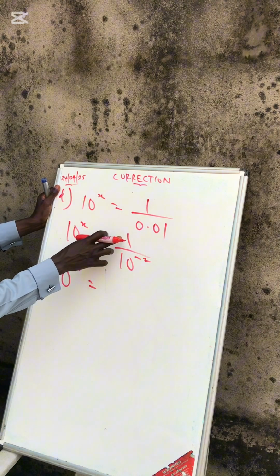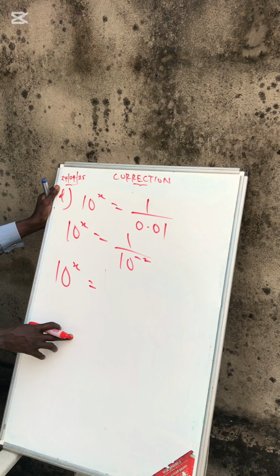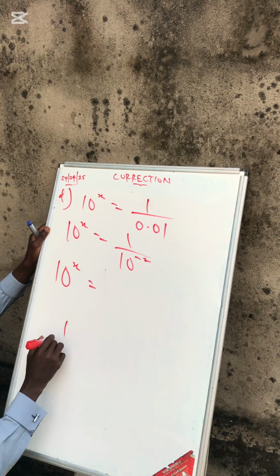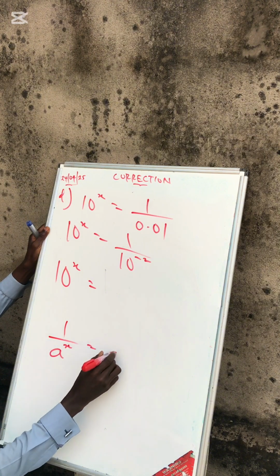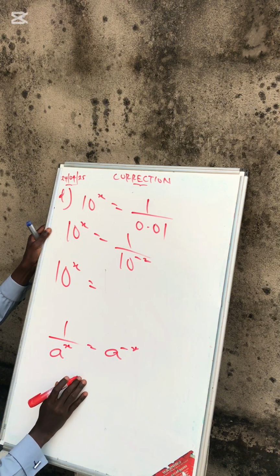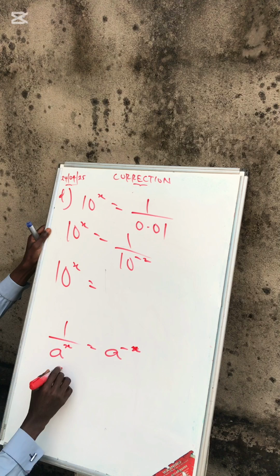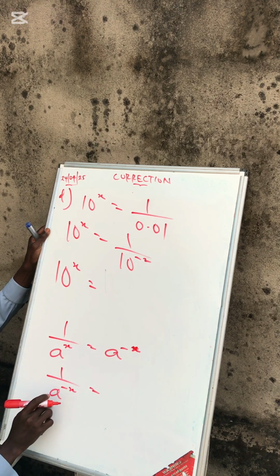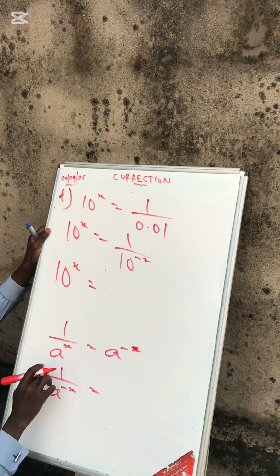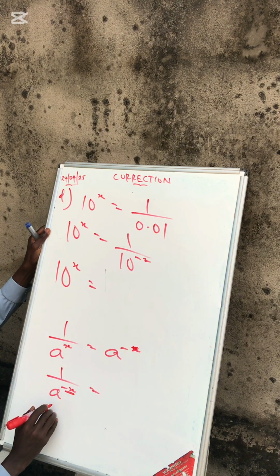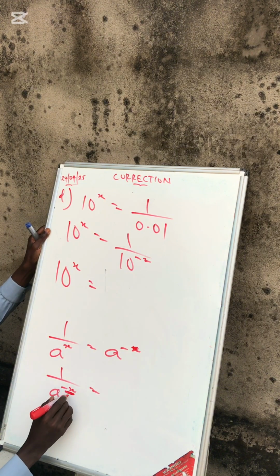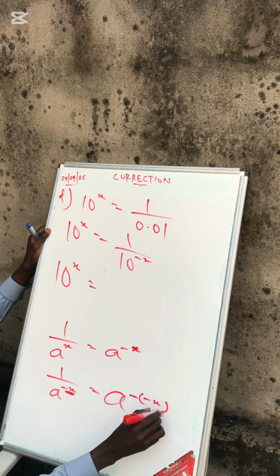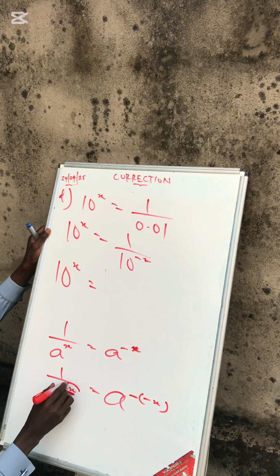If I want this one in index form, what will it be? Look at this. You don't always fall for the simple matrix. 1 over a raised to the power x is the same as what? A raised to the power minus x. So if it is 1 over a raised to the power minus x, to write it in index form, if you want to remove the fraction, there will be a minus. And this one already has a minus. This power is already negative. So you're going to say a raised to the power minus, in brackets, minus x.